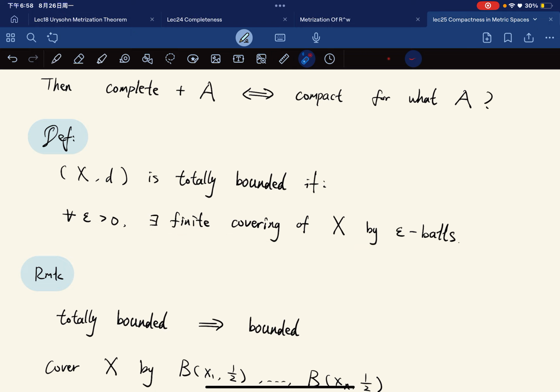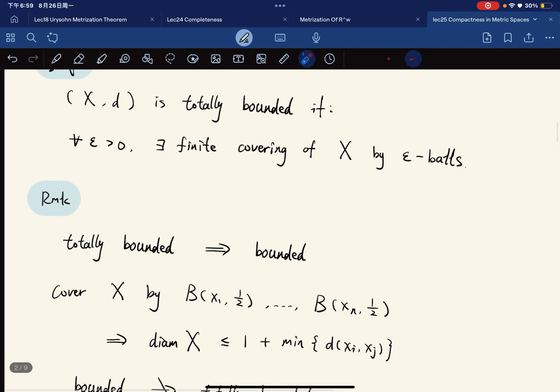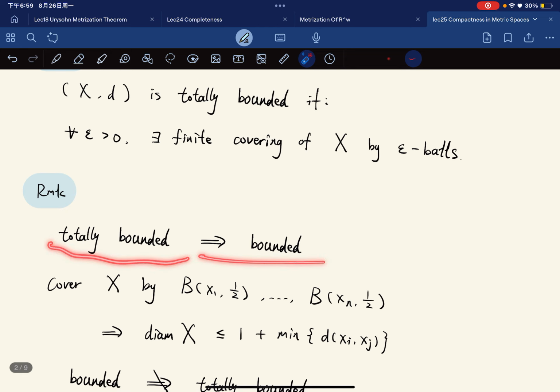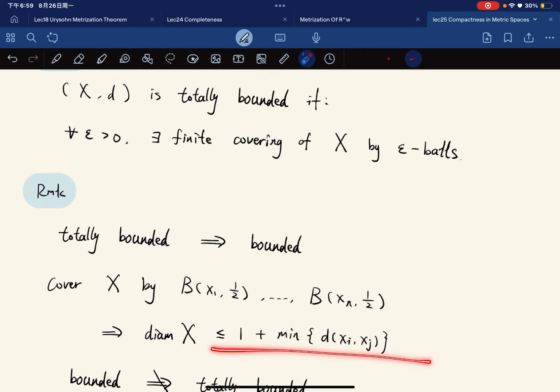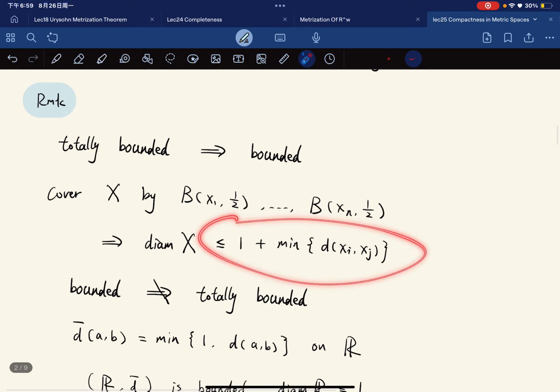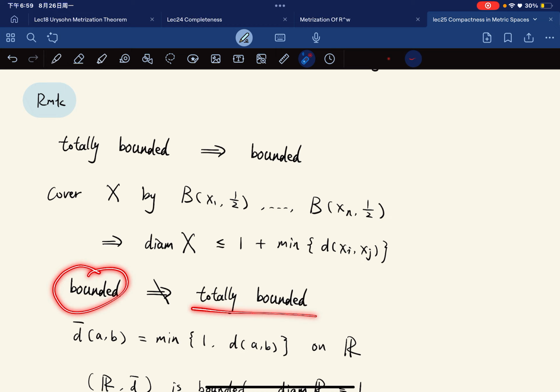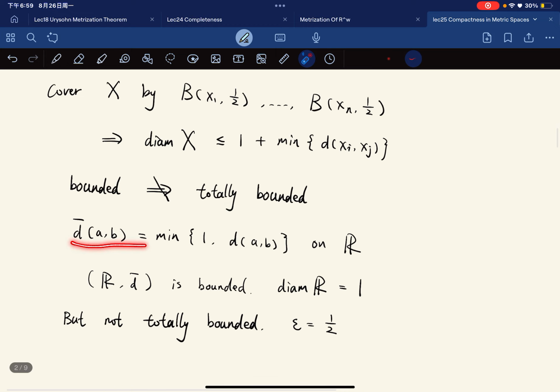Okay. And immediately we see that totally bounded implies bounded, right? Because if you just cover X by finitely many 1/2 balls, then the diameter of X is bounded by the triangle inequality. But bounded does not imply totally bounded, right? Because if we consider the standard bounded metric on R, this is definitely bounded, right? Bounded by 1, by the definition here.